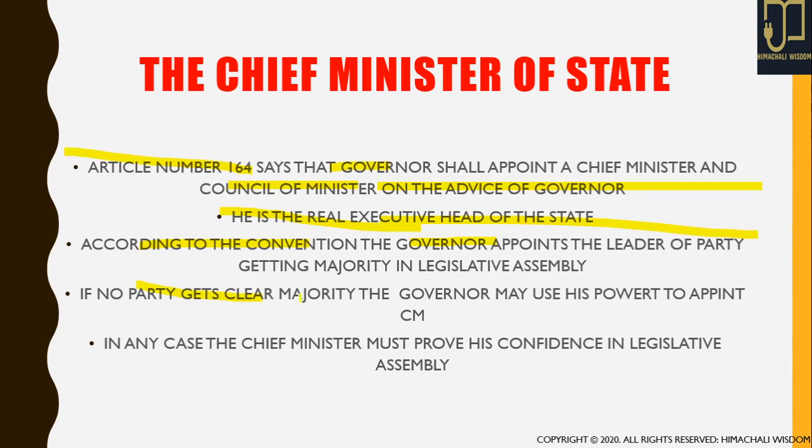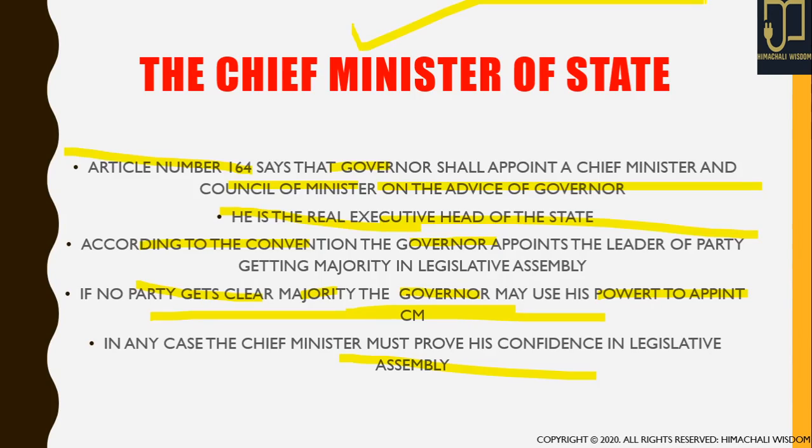And if no party gets the majority at the legislative assembly, then it is the power of the governor; he may use his power to appoint the CM. But in any case, the CM needs to prove his majority at the legislative assembly. So the chief minister of the state will work the same as the prime minister.